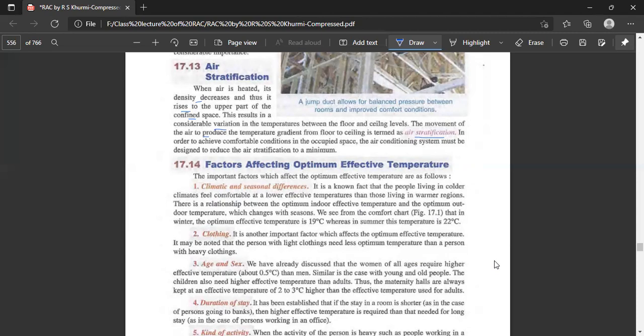Now, the movement of air from bottom to top is an important factor, which is defined as air stratification. This movement produces a temperature gradient from the floor to the ceiling, meaning a variation in temperature from bottom to top, and this effect is called air stratification.